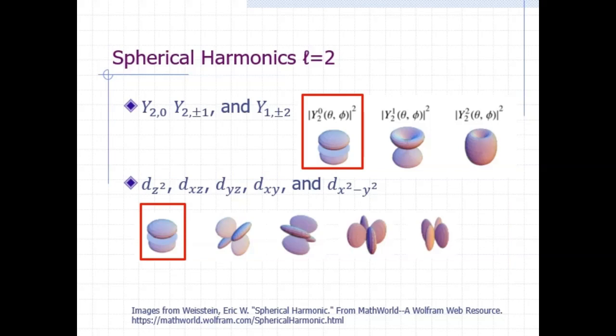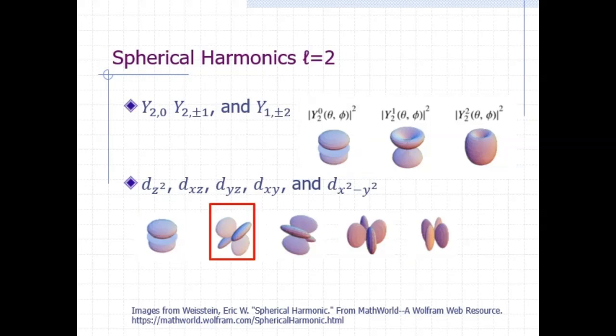It has two lobes separated by a donut. There are two conical nodes, one separating the top lobe from the donut and the other separating the bottom lobe from the donut. The dyz has four lobes, with each lobe wedged between the y and z axes. Here's the positive z-axis. Here's the positive y-axis. And here's the positive x-axis. We can see that the xy and xz planes are nodal planes.